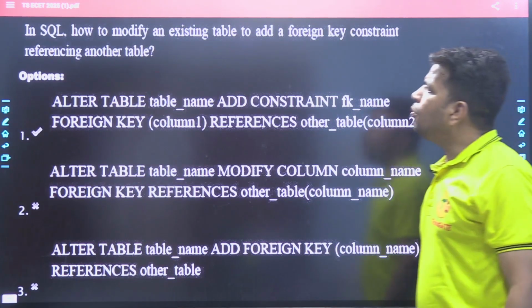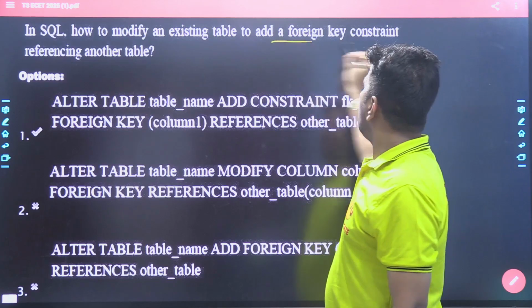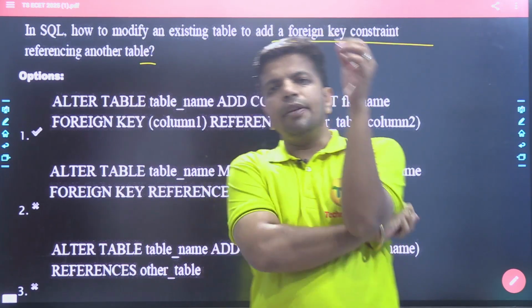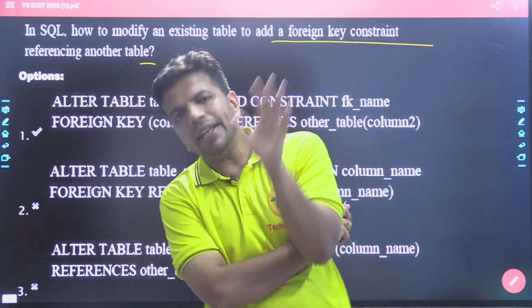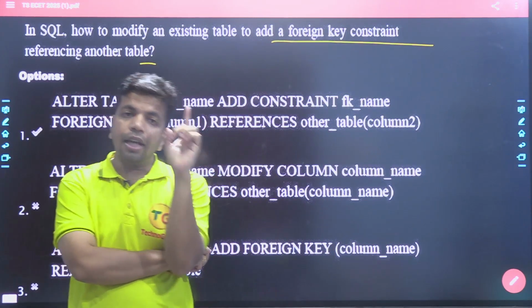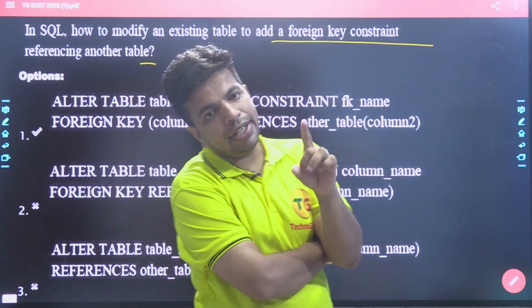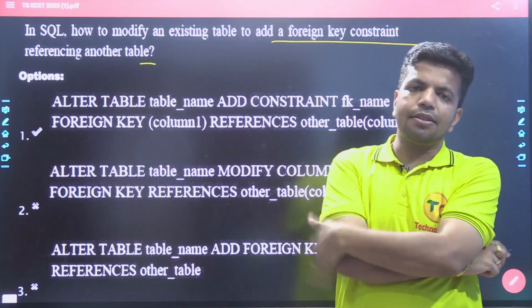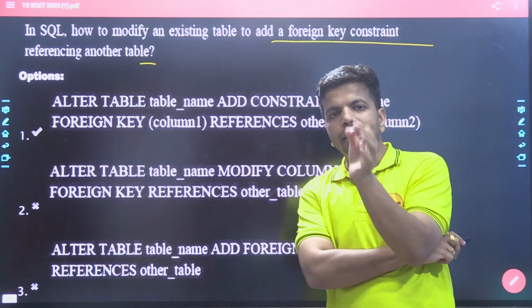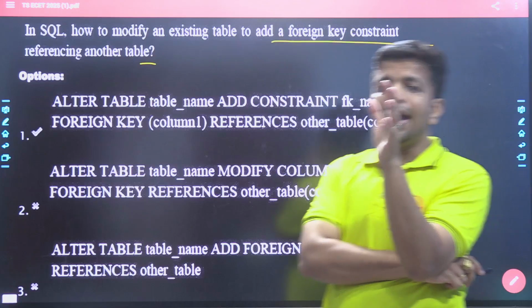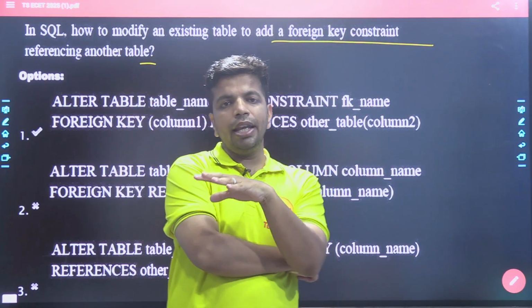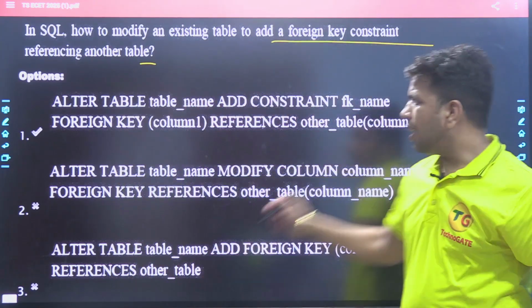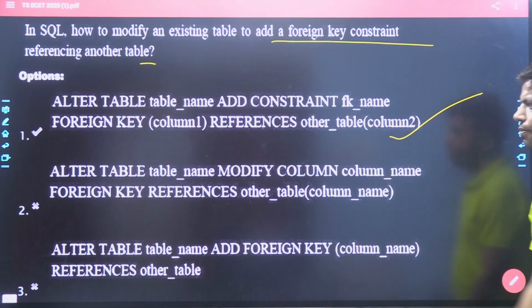In SQL, if you want to modify an existing table and you want to add a foreign key constraint referencing another table, which query is correct? See, with the help of alter, you can add any type of constraint to the existing table. This query is going to work correctly only if the existing data satisfy the property of that particular constraint. Now what is the syntax? Alter table, you need to write the name of the table and then add constraint. Then you need to write the foreign key name, the foreign key column, references to the table you want to make a reference to. So the correct way is the first.